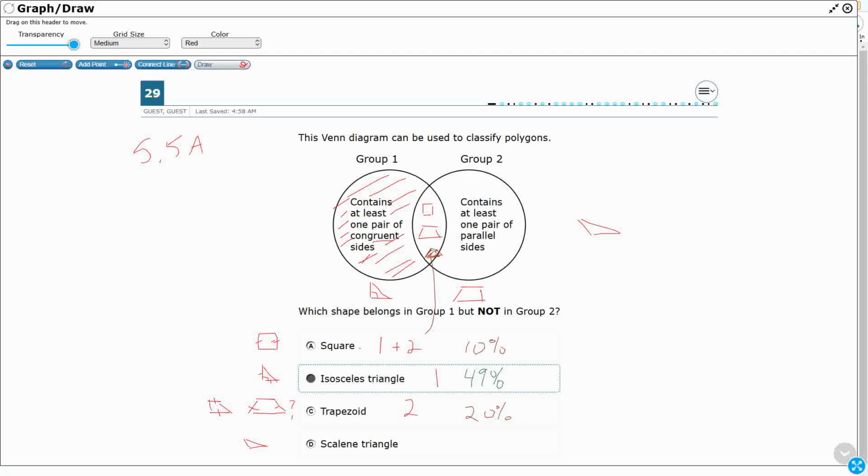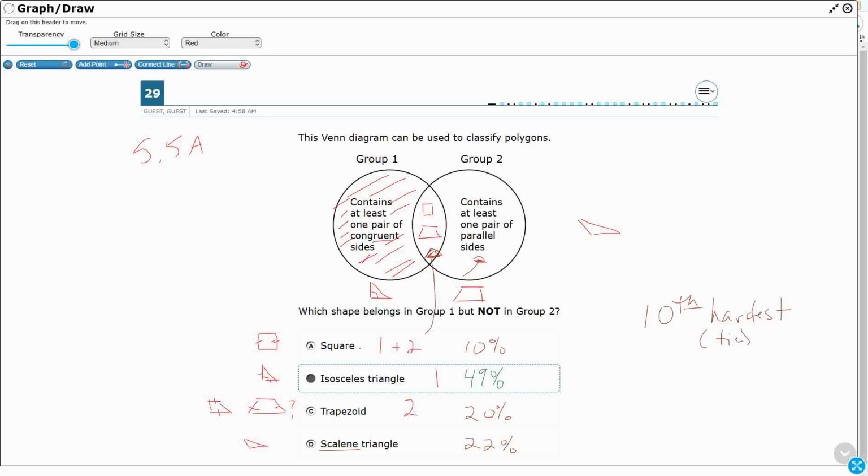Scalene triangle, 22%. Not sure why we do that, but we might not be too familiar with that word, scalene. And we know that it doesn't have any parallel sides, but we might not remember the term congruent or might not know what scalene is. It doesn't belong in either group. So this was definitely on the harder side. This was tied for our 10th most difficult item on the test.